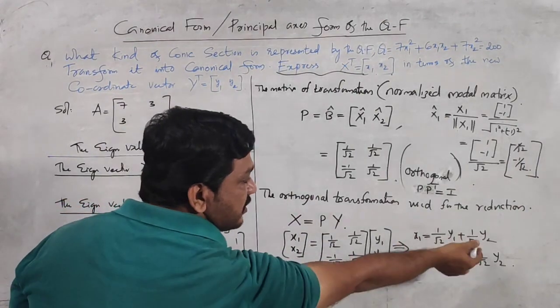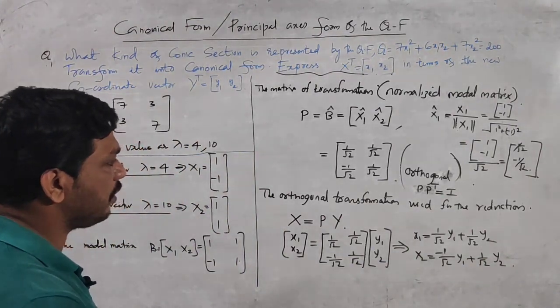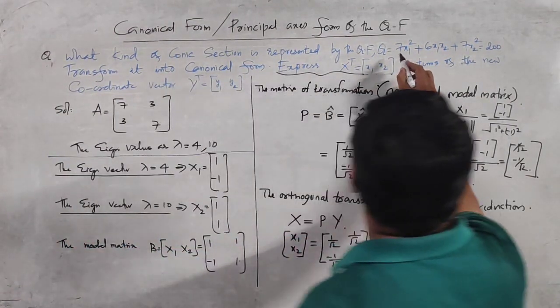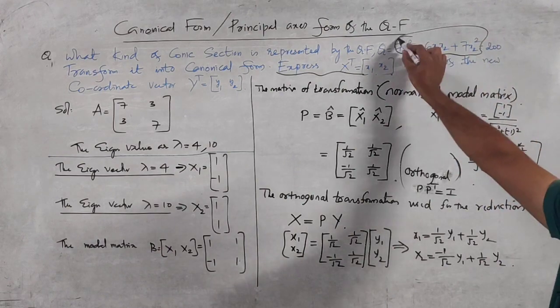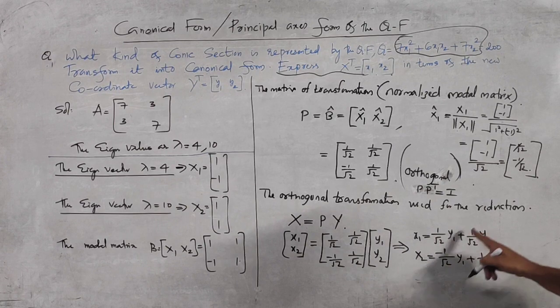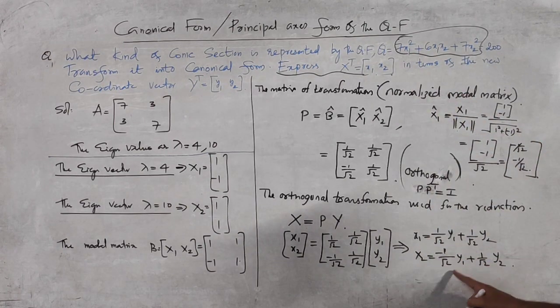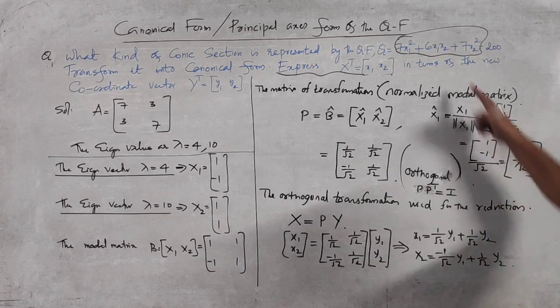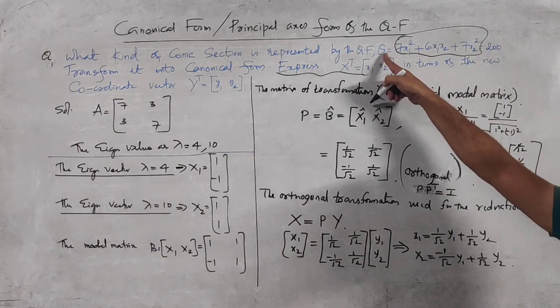Express this x1 in terms of y1 and y2, and x2 in terms of y1 and y2. Then all of you know what the given quadratic form is. The given quadratic form is completely a variable in x1 and x2. If we replace x1 by 1 by root 2 y1 plus 1 by root 2 y2, and x2 by minus 1 by root 2 y1 plus 1 by root 2 y2, definitely you know this gives the quadratic form in terms of y1 and y2.